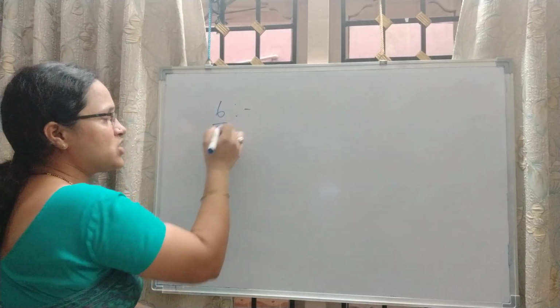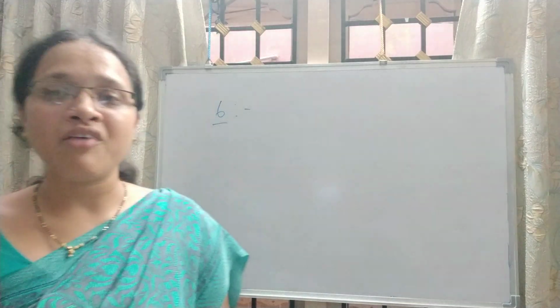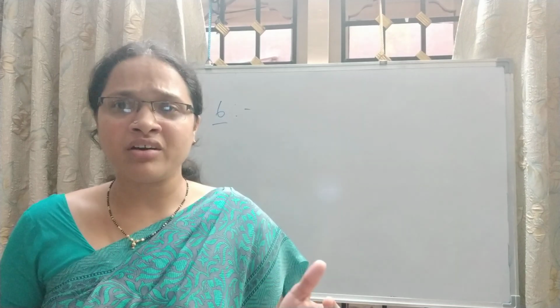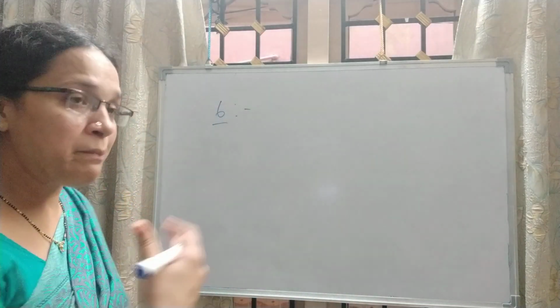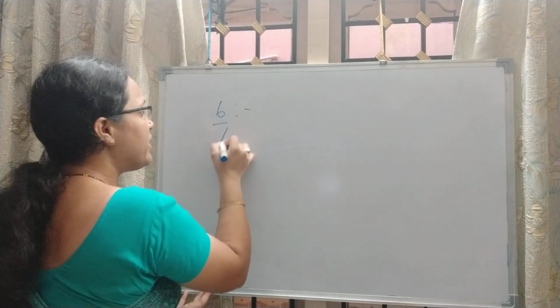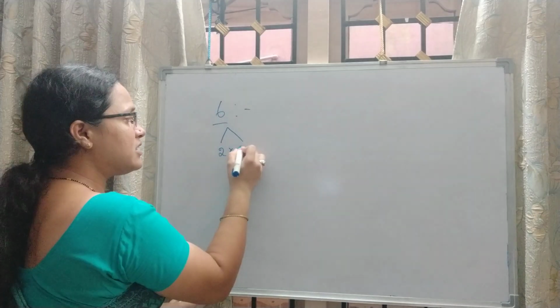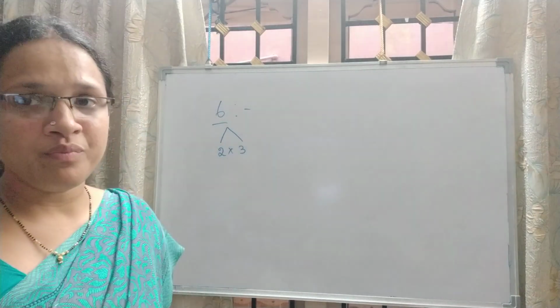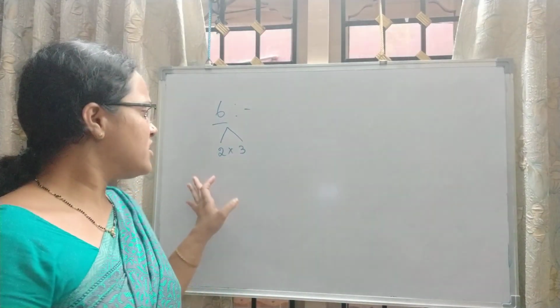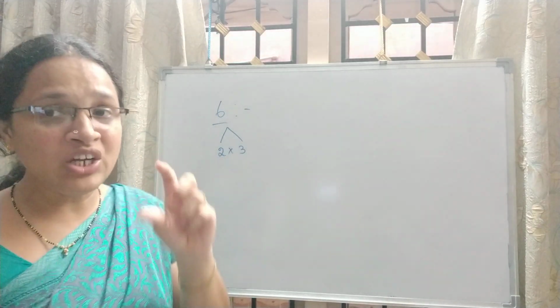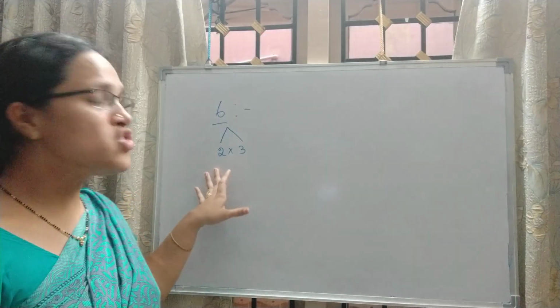6 is a number which does not have a particular divisibility rule of its own. It is dependent. How can we write 6, children? We can write 6 as 2 times 3. So these are factors of 6. But 6 does not have an individual divisibility rule. It depends on 2 and 3.